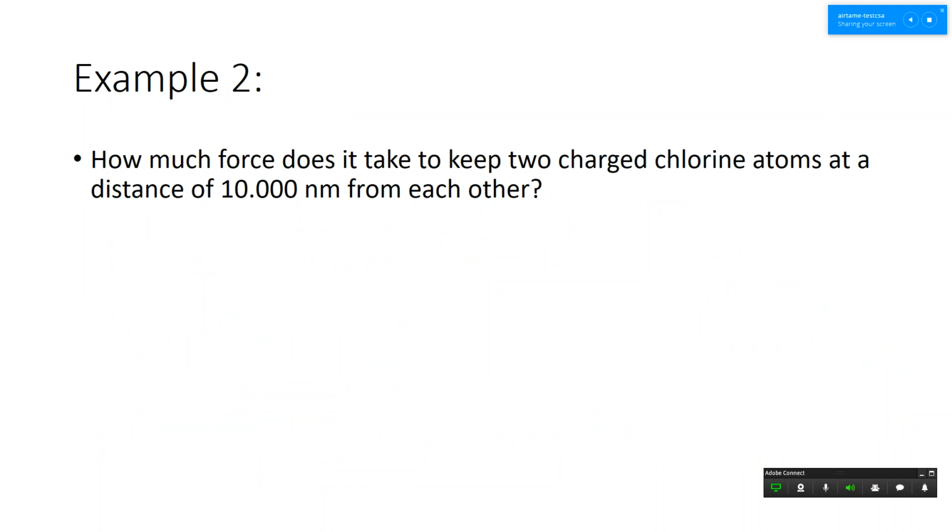So here's an application example where I have 2 chlorine atoms. They're charged. What would the charge of a chlorine atom be typically? It would be what? -1, exactly. Chlorine would be -1. So if I had 2 chlorine atoms, and I want to find out what the force is between them, there's a distance of 10 nanometers apart. I can determine what the repulsion force is, right? It's repulsion because they're both negatively charged.